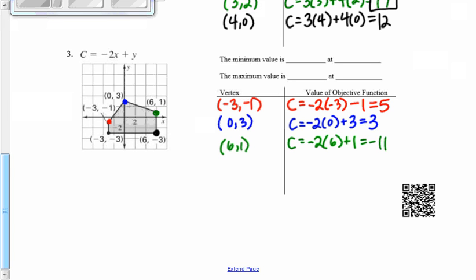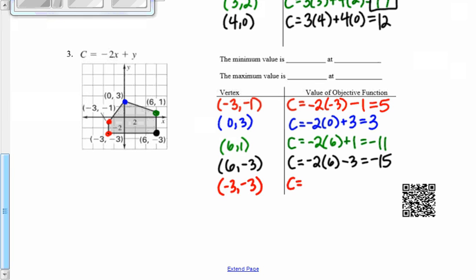We have 6, negative 3. Testing that. So that would be negative 12 minus 3, which is negative 15. And then our last vertex, we have negative 3, negative 3. Testing it. So that would be 6 minus 3, which would be 3.